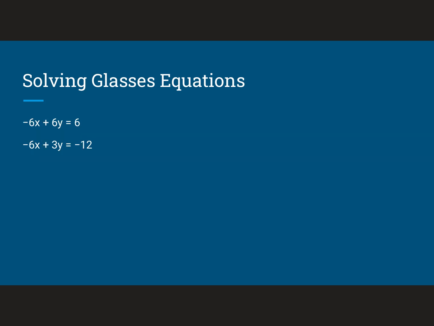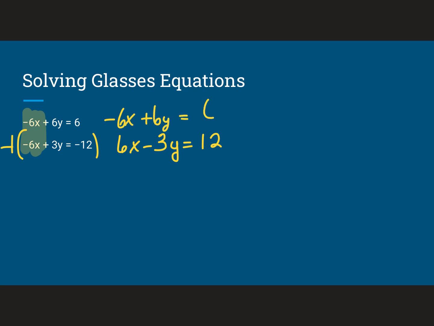Okay, so let's try another one. Here you'll see that I have negative 6x on the top and bottom, and I'm going to need to eliminate. So I'm going to need to have one of those turn into a positive 6x. So I'm going to multiply the bottom equation by negative 1. So the bottom equation becomes 6x minus 3y equals 12. Again, all it did was change the signs of each part. So the top is still negative 6x plus 6y equals 6.